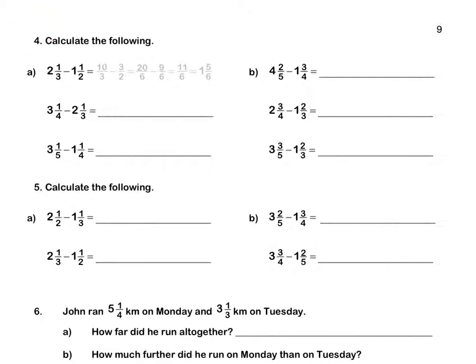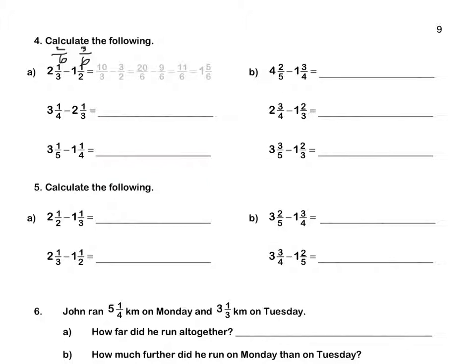Question 4. 2 1/3 minus 1 1/2. 1/3 is equal to 2/6 and a half is equal to 3/6. Now we cannot do 2/6 minus 3/6. We do not have enough sixths. Therefore, we rewrite both mixed numbers as improper fractions as shown.